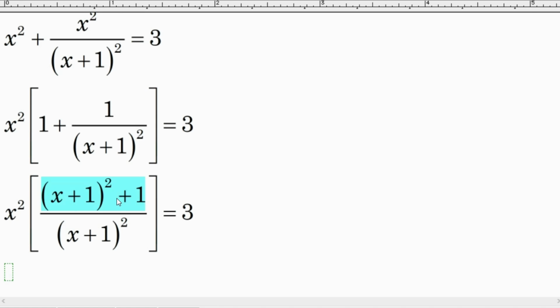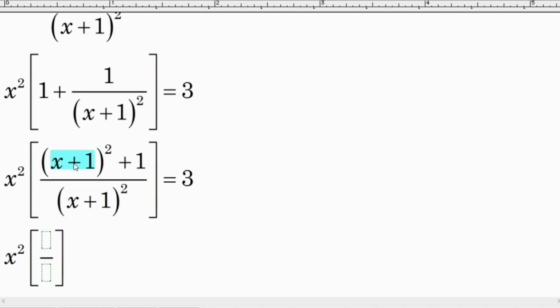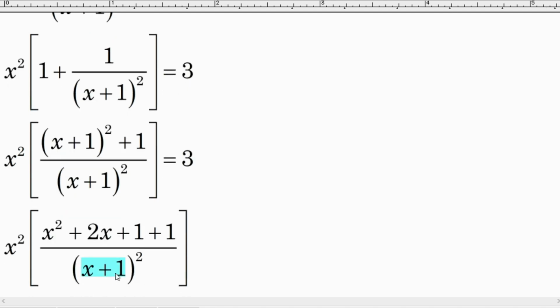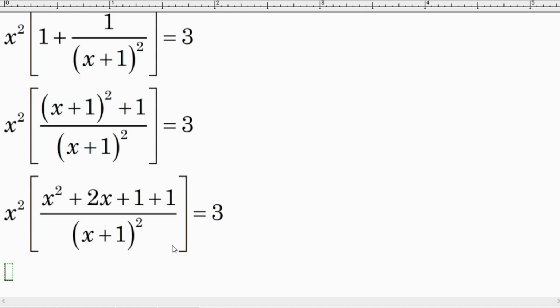Next I can expand this factor and calculate it. We get x squared times ((x plus 1) squared, which can be written as x squared plus 2x plus 1, and then plus 1), divided by (x plus 1) squared, equal to 3. Here we have 2x, and 1 plus 1 is equal to 2.